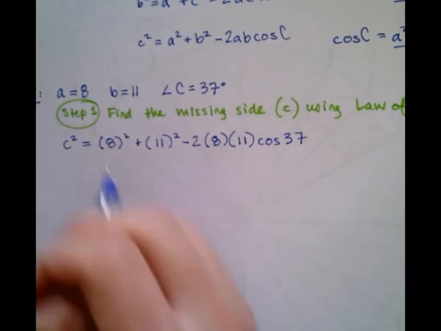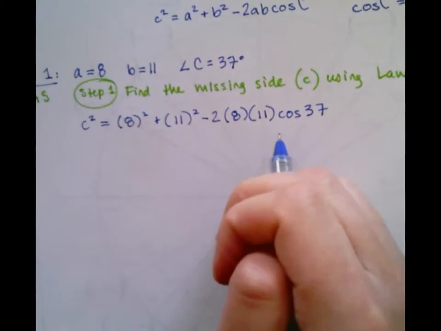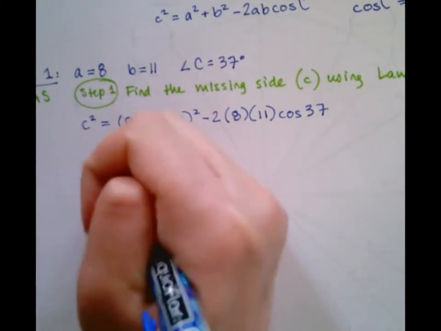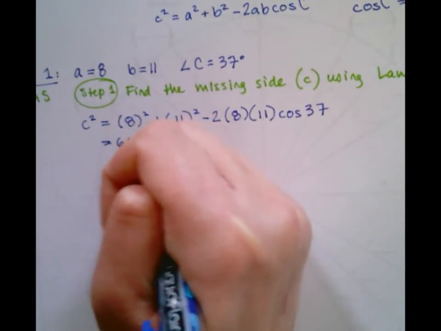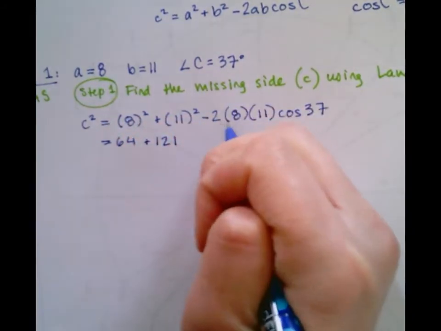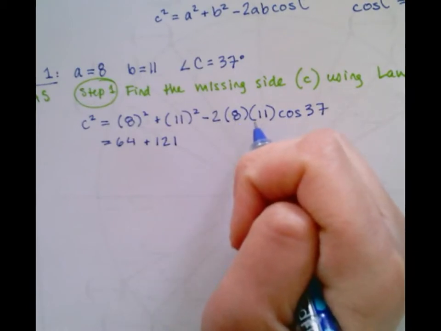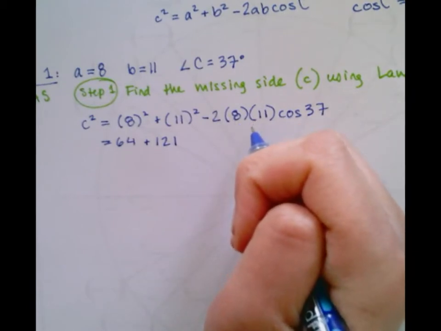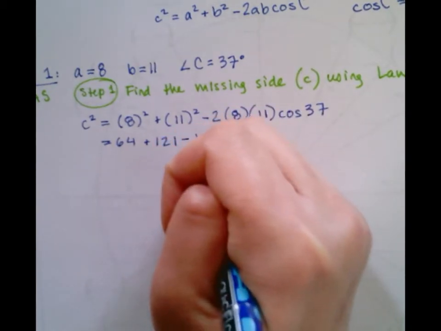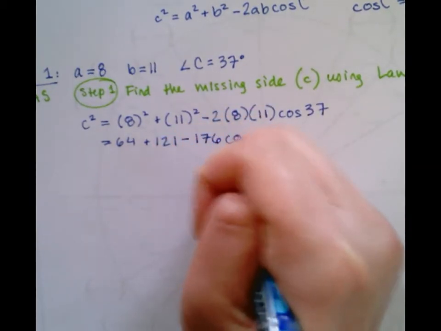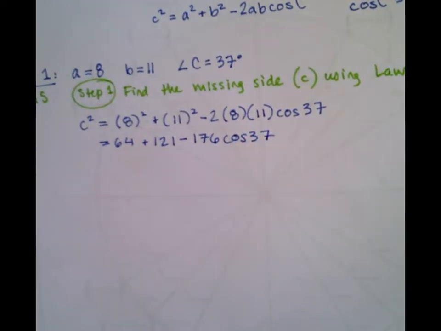At this point, we can start simplifying the right-hand side. You could plug this whole thing into the calculator at once, or you could take it step by step: 8 squared is 64, plus 11 squared is 121. 8 times 11 is 88, 88 times 2 is 176, so then I would get 176 cosine of 37, and maybe this is a good point at which I'm going to rely on my calculator.